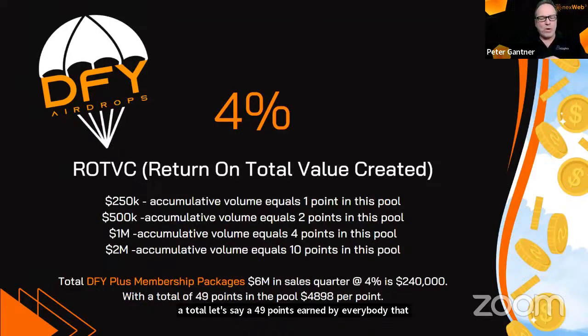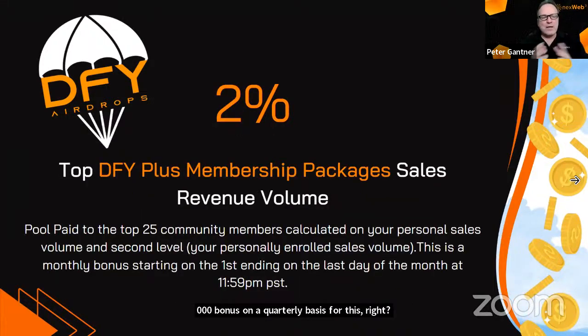That would mean you'd get $4,898 per point. So if you had 1 point in the pool, you're going to get almost nearly $5,000. If you did the 10 points, you're going to get $50,000 bonus on a quarterly basis for this, right? Paid out. All right. The next is our 2% pool, which is top DFY plus membership packages.